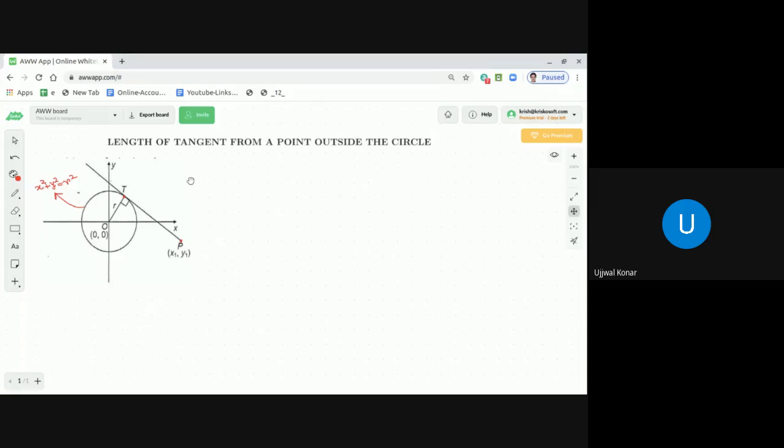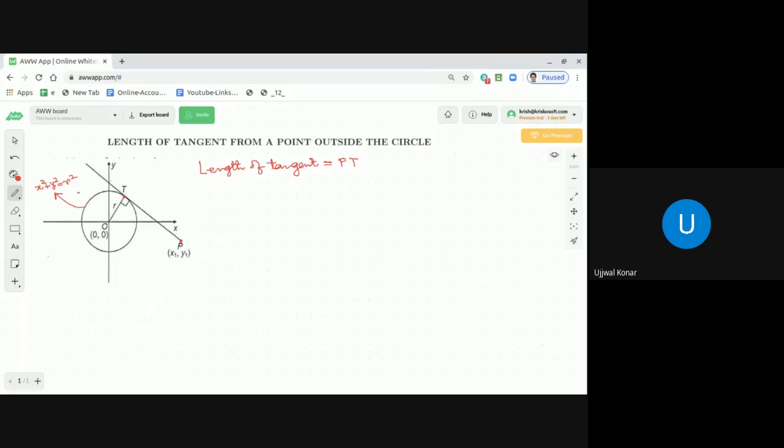So, length of the tangent, let me write it down. Length of tangent is nothing but the length of the line segment PT. Now, how to find the value of PT is the point of discussion now. It is pretty simple, dear students. We just need to apply the Pythagoras theorem.